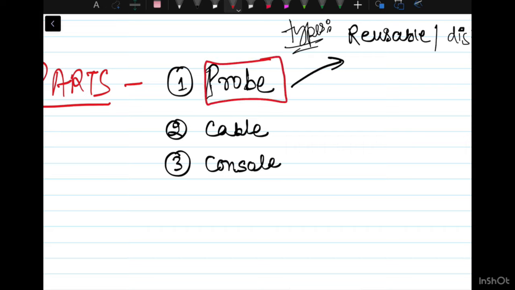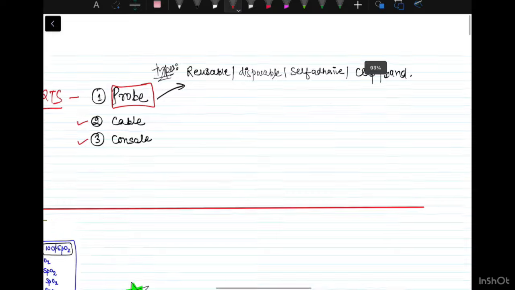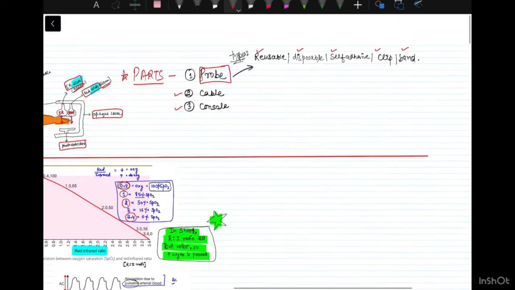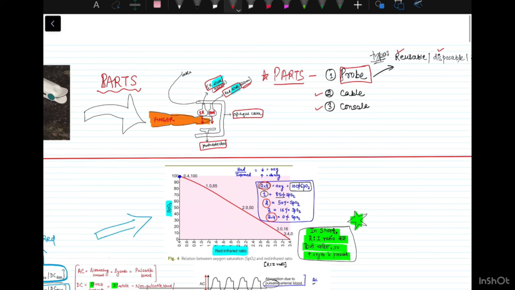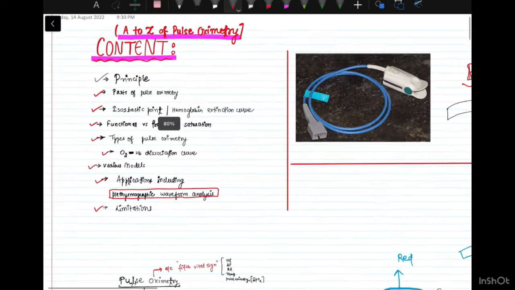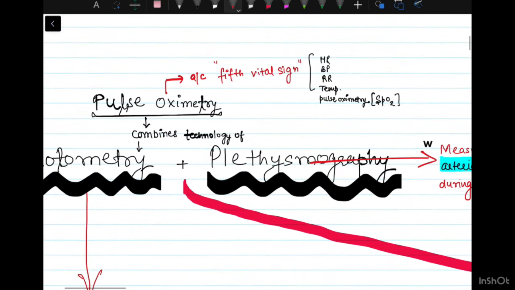Apart from this, the probe, there is a cable and a console which is connected to the machine. Obviously, the probe may be of various types, like reusable, disposable, self-adhesive, like a clip or like a band which can be worn on the wrist. So there can be different types of probes. This was about the parts. Let's move on to the principle.